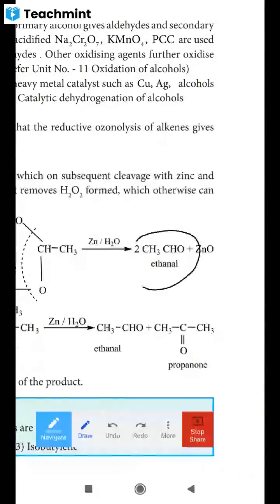Our answer will get oxidized again. So that only you are removing that H2O2. Is it clear for you, ma'am? No need to give this zinc oxide. Just give 2 ethanol. That is enough.